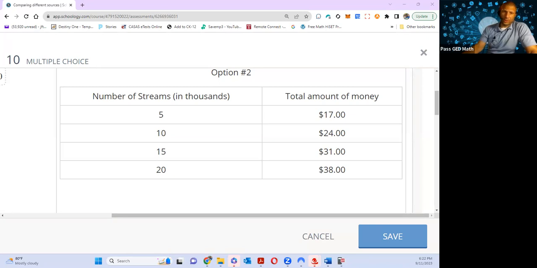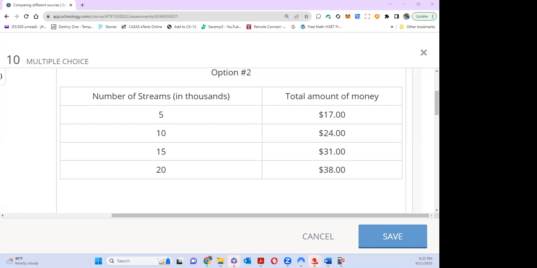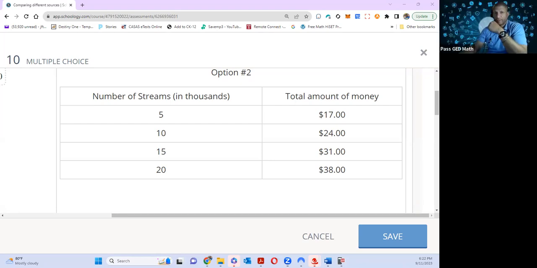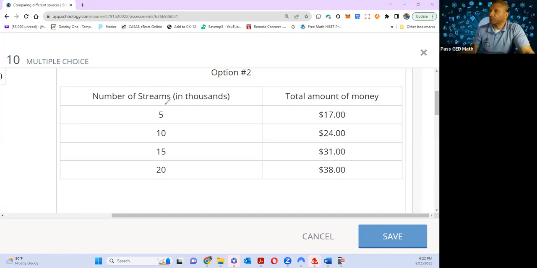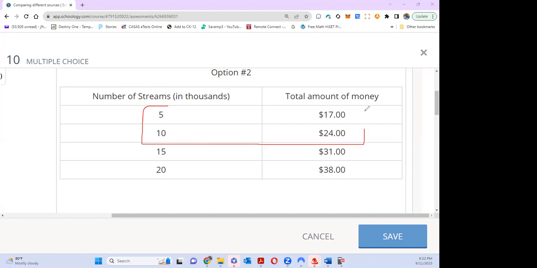Linear equations and the coordinate plane, parallel lines, all linear equations. So how could I find the equation of the line using this table? When do you have to use two points? Yes, you have to use two points. What two points do you want to use? 5 comma 17, and what else? 10 comma 24. You could use any two points.